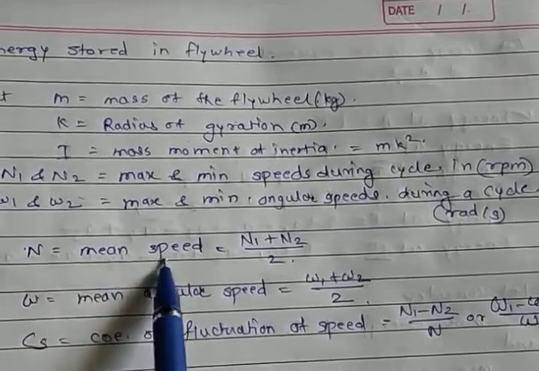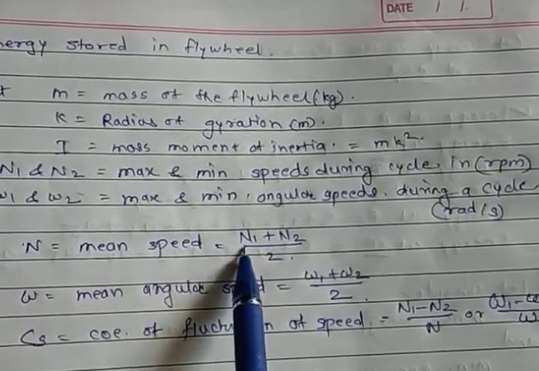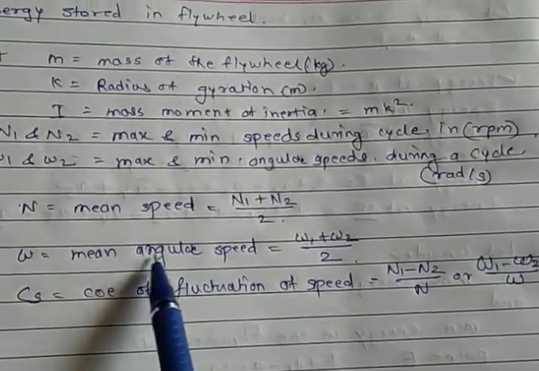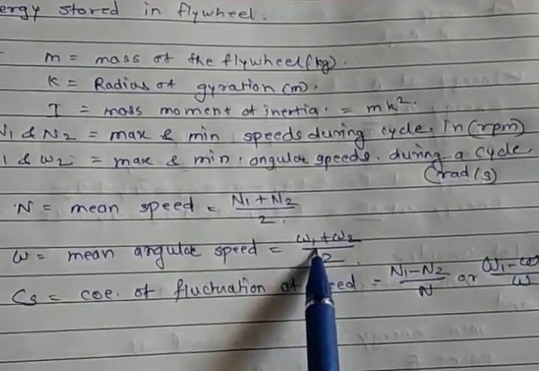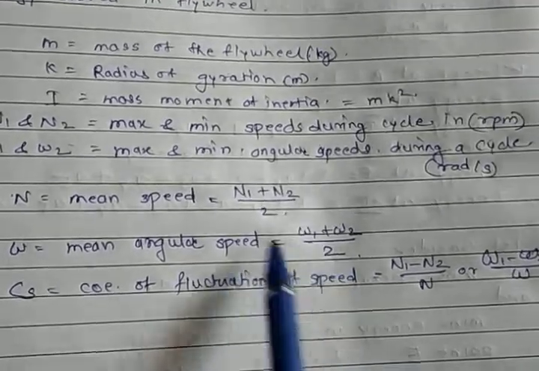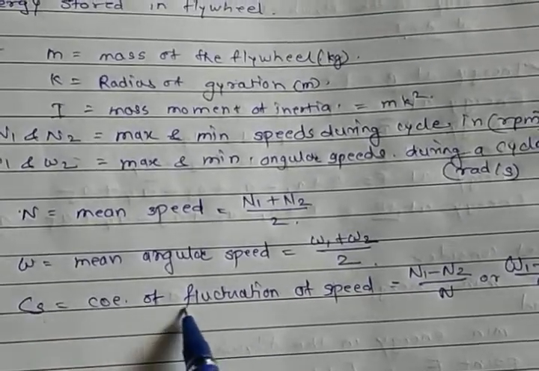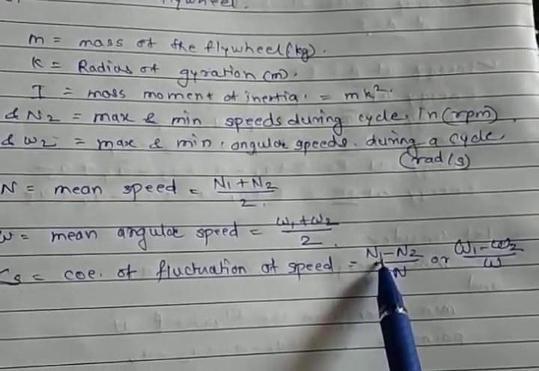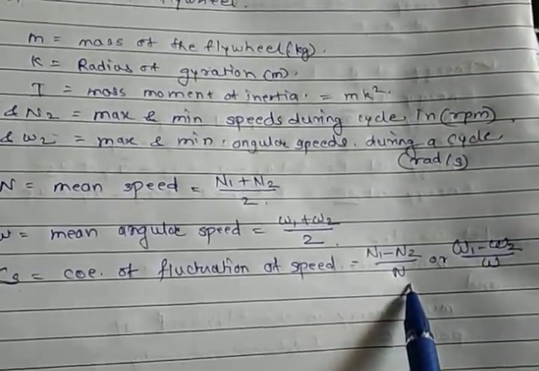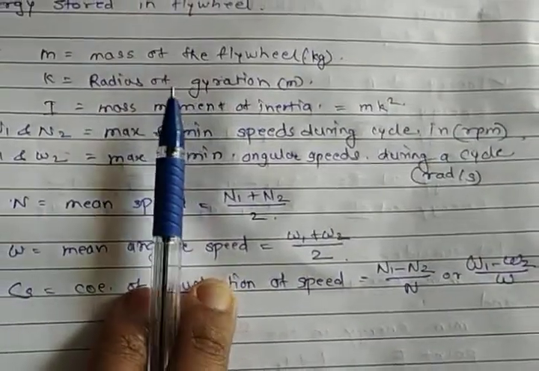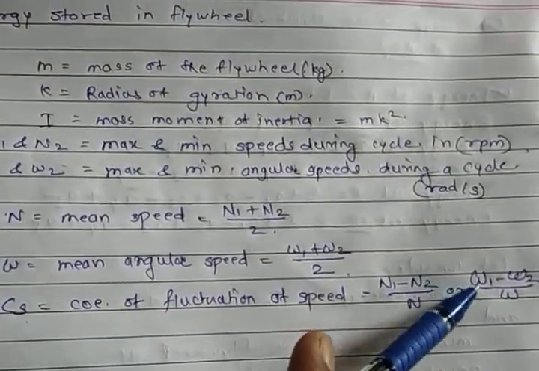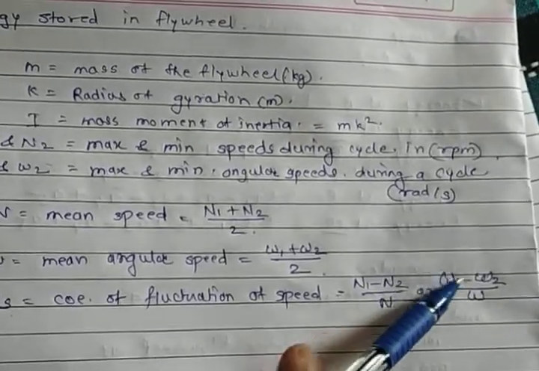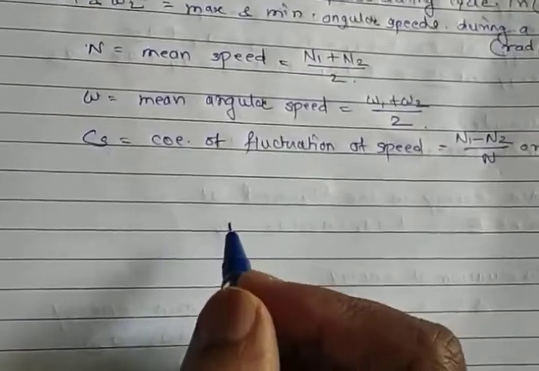N is the mean speed, which we obtain as N1 plus N2 divided by 2. Similarly, omega is the mean angular speed, omega 1 plus omega 2 divided by 2. Cs is the coefficient of fluctuation of speed, which we have already seen. It is represented by N1 minus N2 divided by N, where N is the mean speed, and omega 1 minus omega 2 divided by omega for the angular speeds.